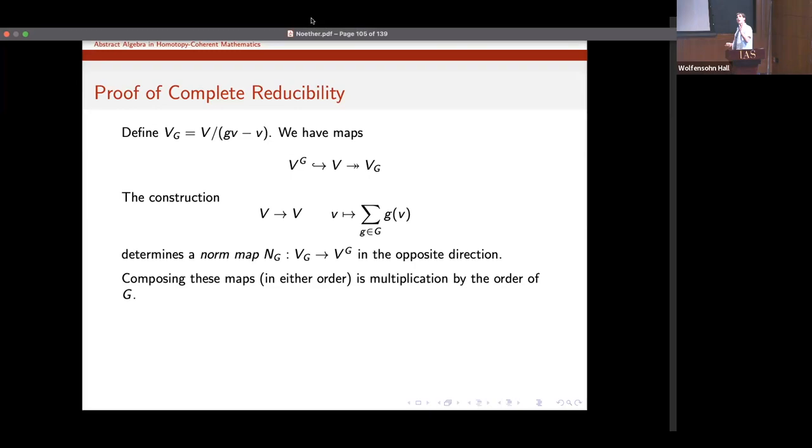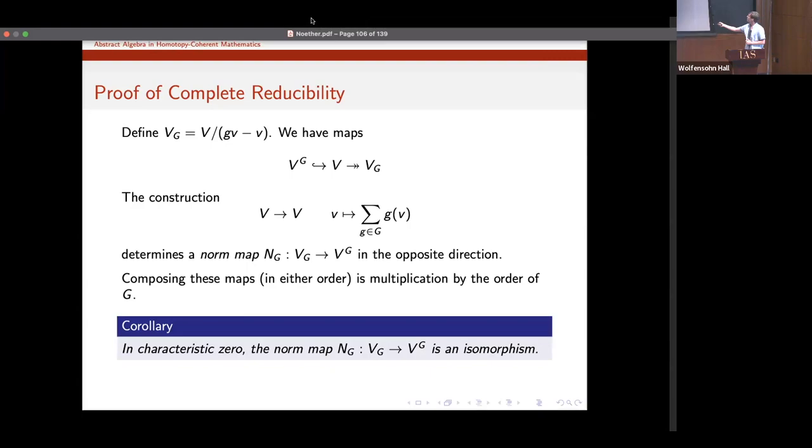What's true is that if you compose these two maps in either direction, you get multiplication by the order of the finite group G. And I said that we were working over a field of characteristic zero, so multiplying by the order of G is an isomorphism. And note, a corollary of this proof is also that in characteristic zero, this norm map that I just described is always an isomorphism, from co-invariance to invariance.